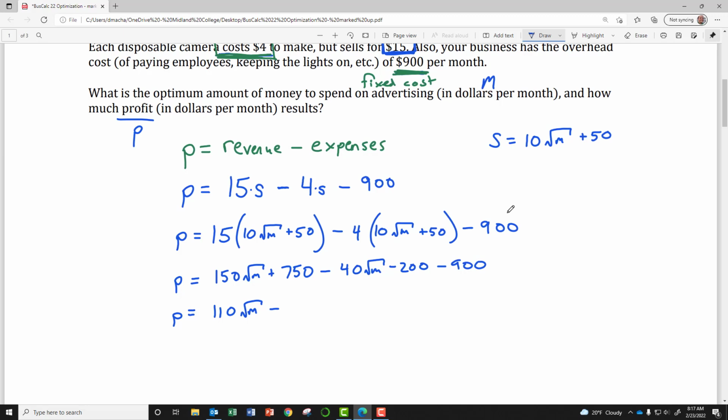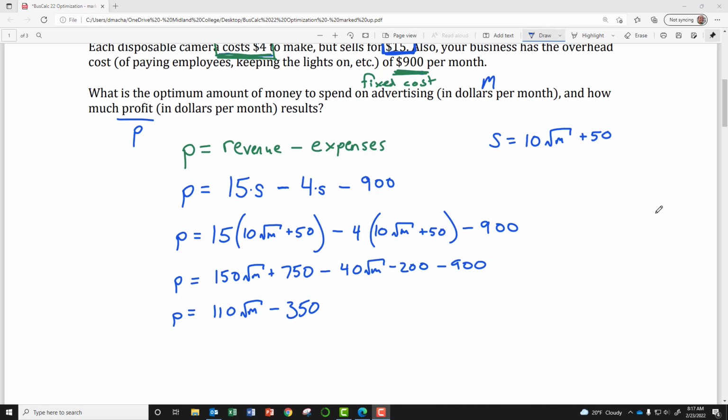Minus, I'm really struggling with the math here, 350. 1100 minus 750 would be like, yeah, that should be 350. If I got that wrong, send me a message so you can go back and correct it. Yeah, so this is giving me profit as a function of advertising dollars spent.